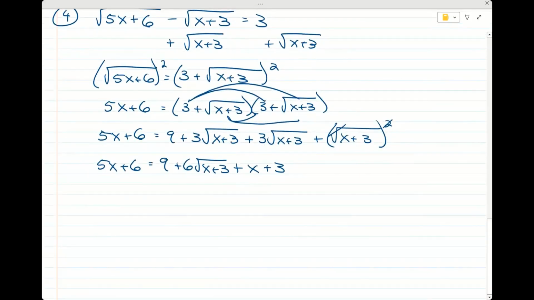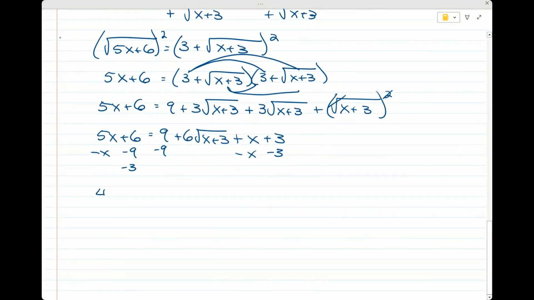So now we have to get this middle radical by itself. So I'm going to go ahead and subtract x on both sides. I'll subtract 9 on both sides. And I'll subtract 3 on both sides. So we get 4x. And then 6 minus 12 is negative 6 is equal to 6 times root x plus 3. The hardest part is distributing the radicals.